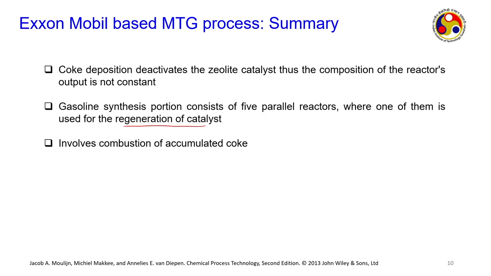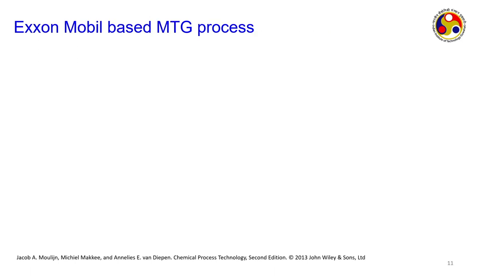How do you do regeneration? You burn off the carbon in a stream of oxygen. So you get CO2 and take it out from the catalyst. On the ZSM5 you have carbon deposited, so you burn it and get carbon dioxide. This is the process summary of ExxonMobil. Now we will see what the favorable process is.